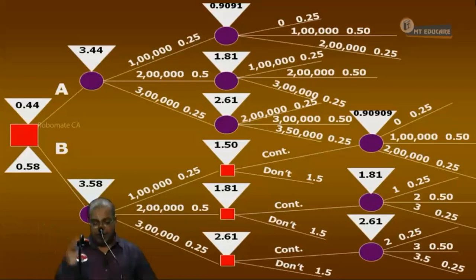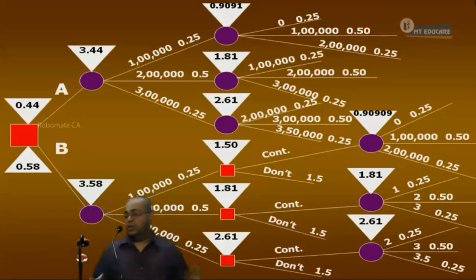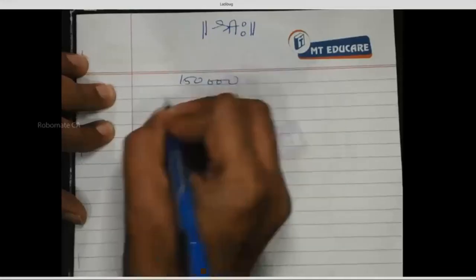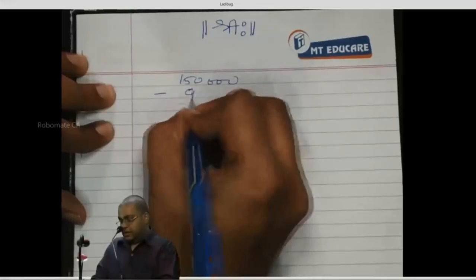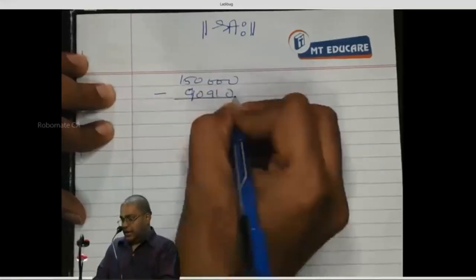Now, tell me, due to the abandonment option, the extra benefit is how much here? 1,50,000 minus 90,910. What is the number here?